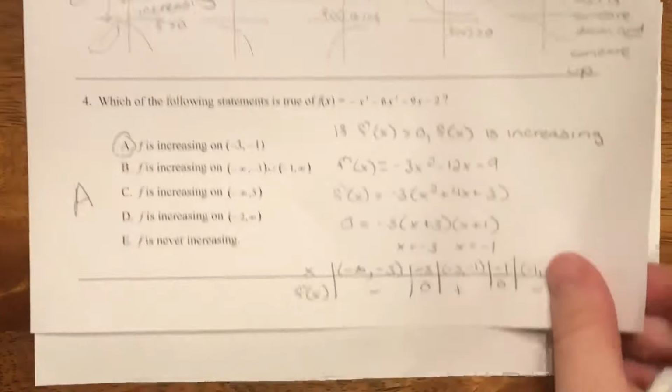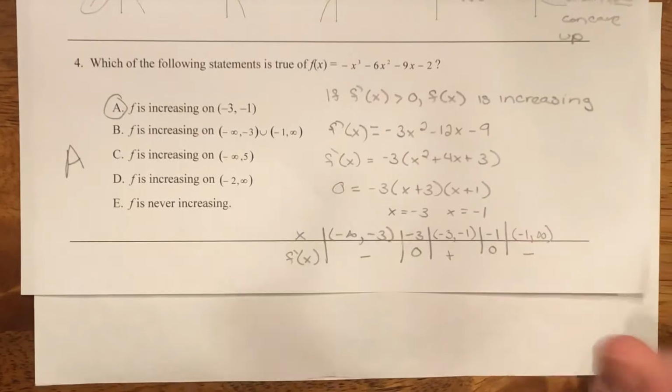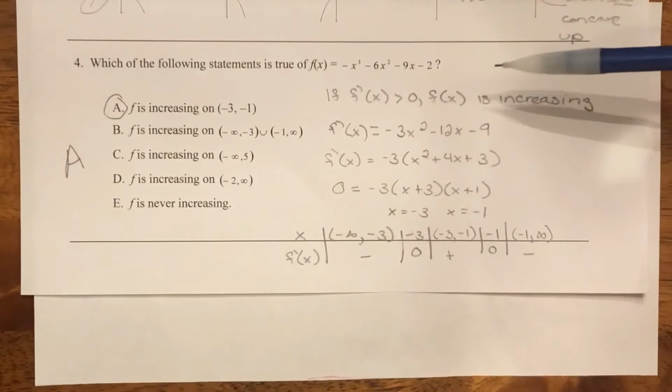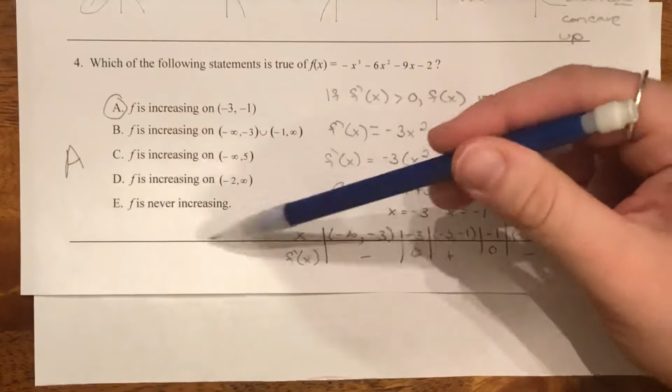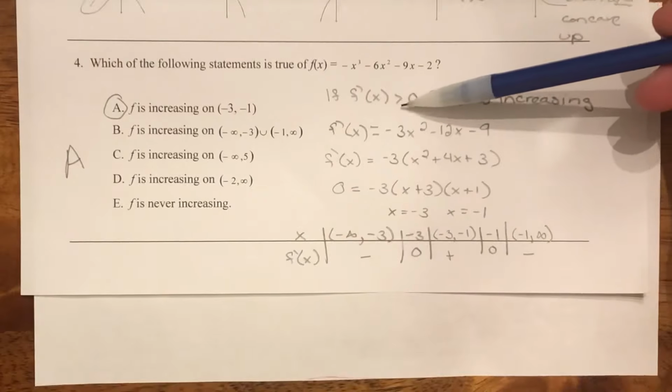In number 4, if we're talking about which of these statements is true, you have to go through and make a sign chart. So f prime of x greater than 0 means f of x is increasing. I can see all of these have something to do with increasing, so that's what I'm checking for. Is f prime greater than 0?